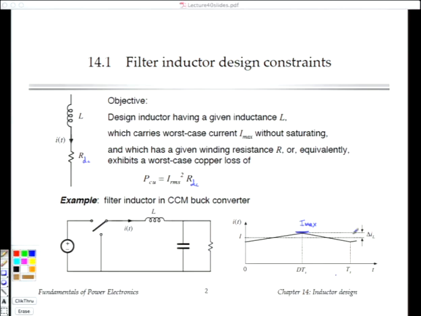So if you know the RMS current and you know the resistance, you can figure out how much power loss that is. And we may say, okay, this is a 100-watt output converter. Maybe I'll allow 1 watt in my inductor. And so then I can calculate how much resistance that corresponds to and use that in the design.